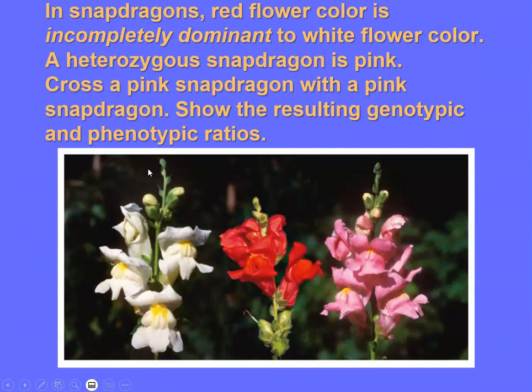Another example with flowers for incomplete dominance is shown here. These are snapdragons, and they come in white, red, and pink. So the red flower color is incompletely dominant to white flower color, where the heterozygous individual is going to have pink flowers. So why don't we do an example of a Punnett square for this? We're going to cross a pink snapdragon with a pink snapdragon and look at the resulting genotypic and phenotypic ratios.